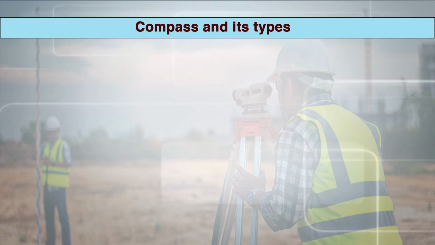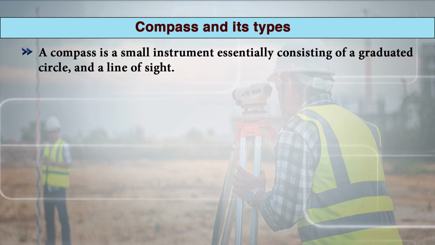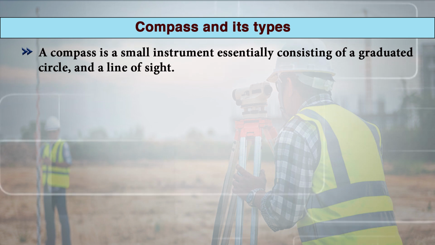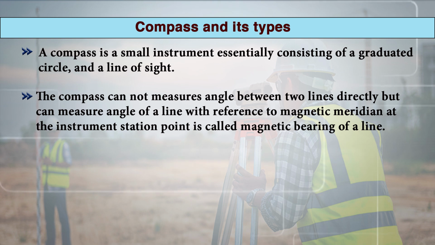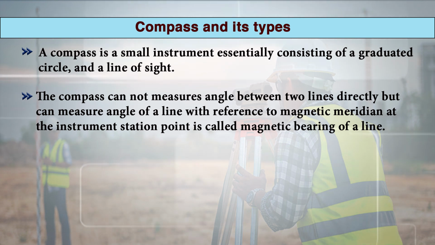Now, we will discuss the compass and its types. A compass is a small instrument essentially consisting of a graduated circle and a line of sight. The compass cannot measure the angle between two lines directly, but can measure the angle of a line with reference to the magnetic meridian at the instrument station. It is called the magnetic bearing of a line. There are basically two types of compass. They are the prismatic compass and the surveyor compass. We will discuss them one by one.